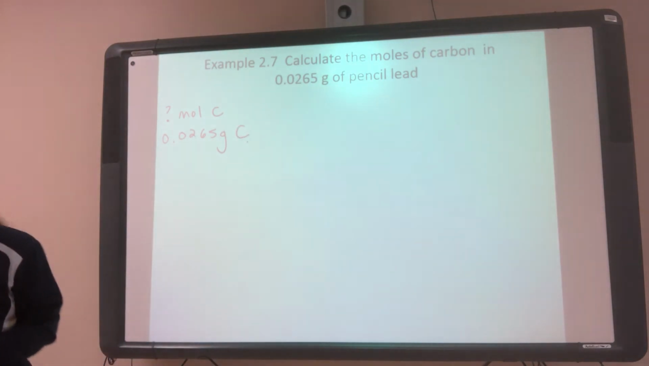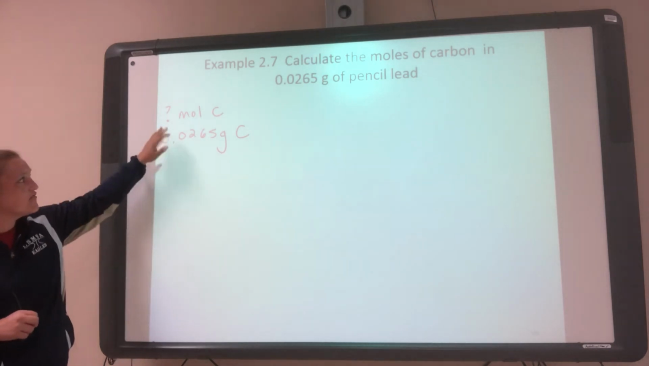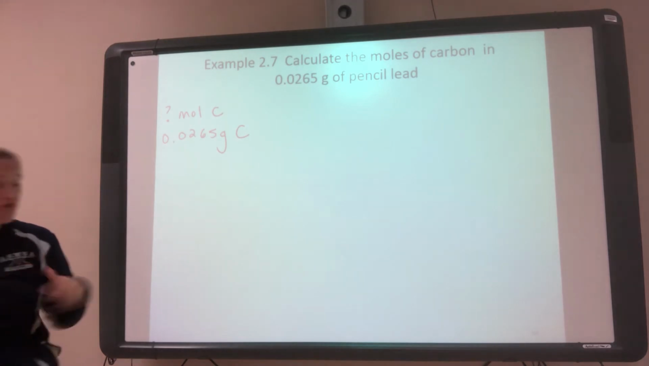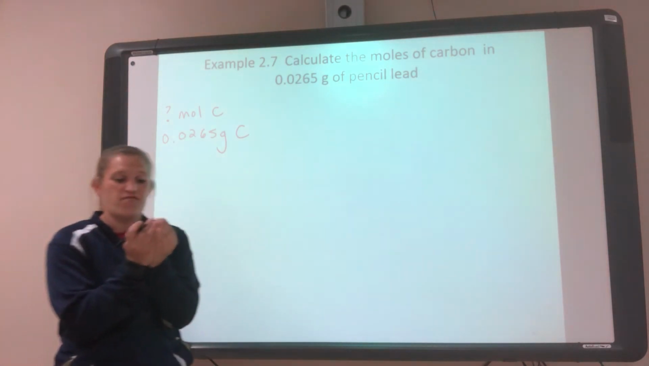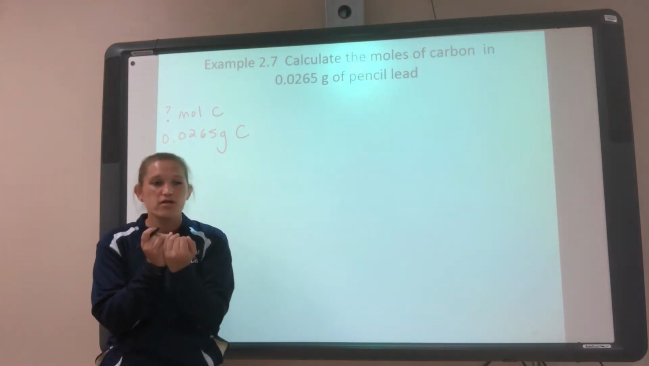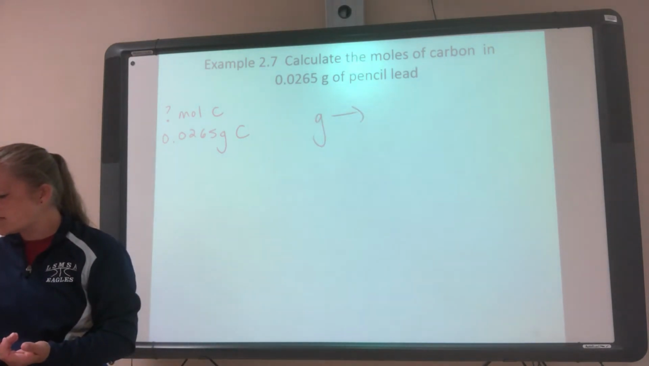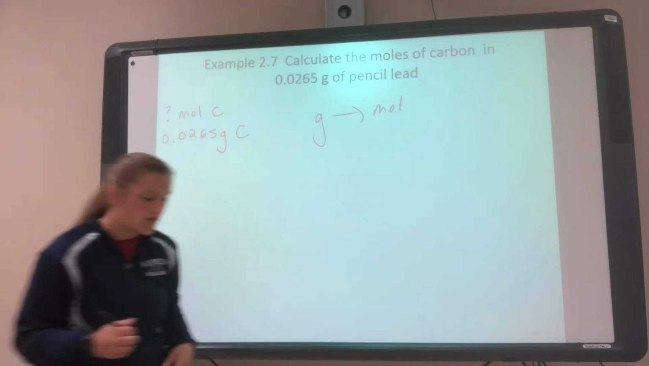Okay? So I've got moles of carbon. I'm looking for moles of carbon. I have grams of carbon. So we'll think through, okay, I have something I could physically weigh. I'm trying to get to moles, okay? So I have grams, and I'm trying to get to moles, and I know my mole as my bridge.